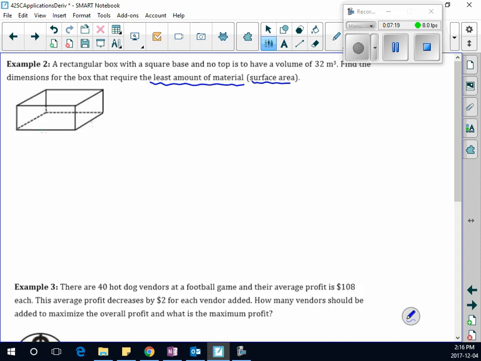We don't know the length, we don't know the width, we don't know the height. The length and the width are the same. So I'm going to label this X and X. Does everybody see? Because it's a square base. I'm going to label the height as Y.